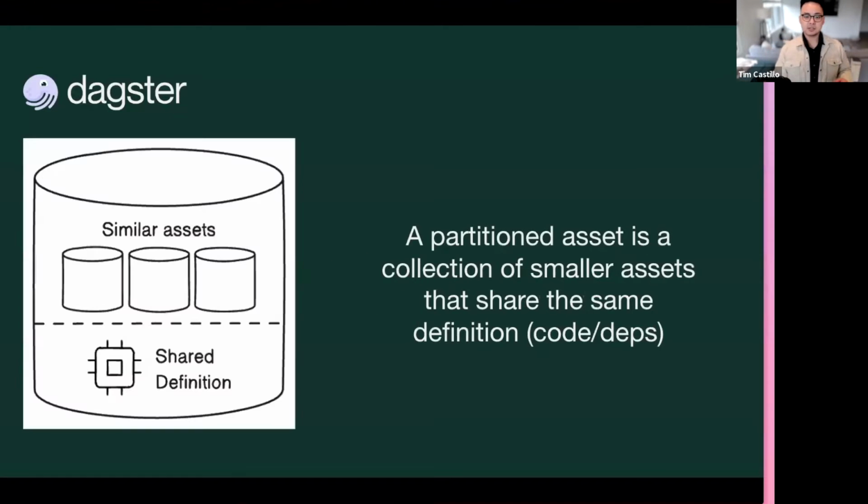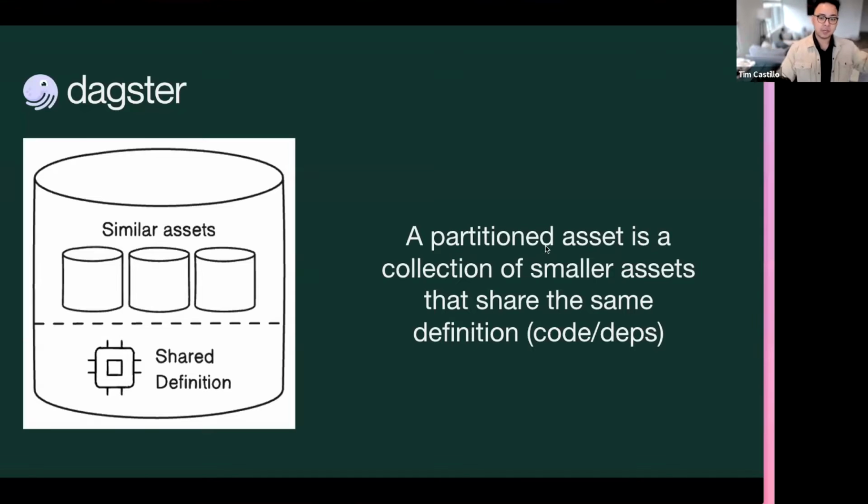All right, so in Dagster, a partitioned asset is a collection of smaller assets that share the same definition by having the same function to materialize it, and by also having the same dependencies. These smaller assets are all similar, except for which partition they're responsible for.